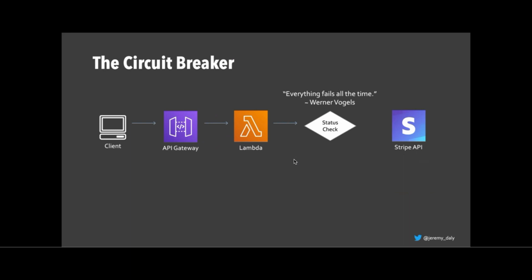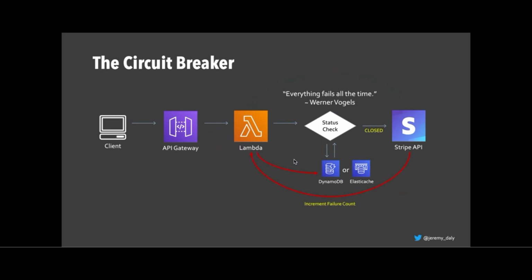Rather than us calling the Stripe API directly, we put a status check in between here. Essentially, this is just going to check a DynamoDB table or maybe Elasticache, and it's going to see whether or not the circuit is closed. When a circuit is closed, electricity flows. So we go ahead and make a call to the Stripe API. If that succeeds, great. We return the data back to the Lambda function. We reply to the client, saying, hey, everything is great.